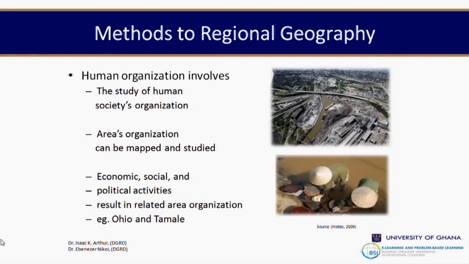Taking on the third dimension of Philbrick's idea, that's the human organization, it involves the study of human society's organization. So how do humans organize their society? Yes. And in trying to understand this thing, an area could be mapped, right? And by mapping this area, you study the kind of activities that actually take place.